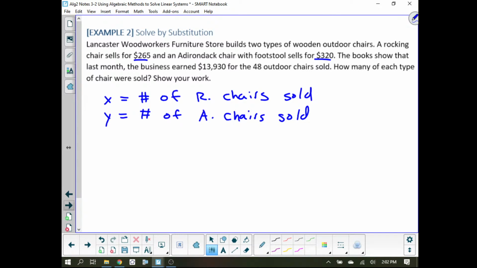Now, there are two equations that we get for this. One of them is based off of cost or money brought in, revenue you could say. So let's just write an expression for how much money did we make on rocking chairs. Each rocking chair sold for $265. How much did we make total on rocking chairs? It's not going to be a number, it's going to be an expression. We sold x rocking chairs. Each one of them sold for $265.